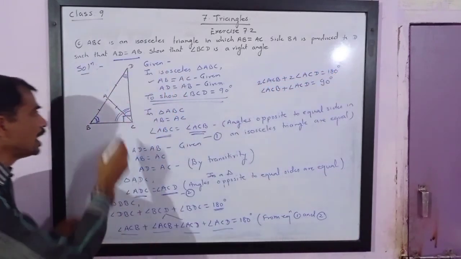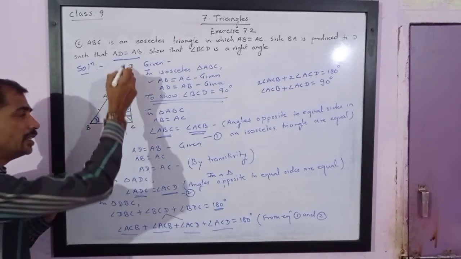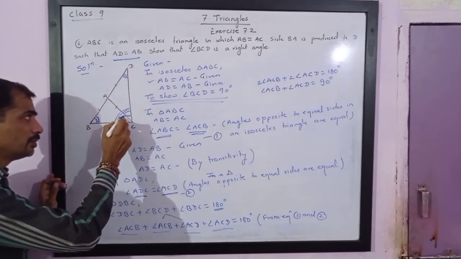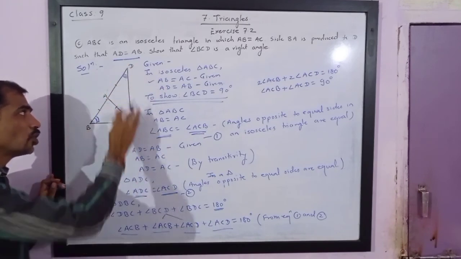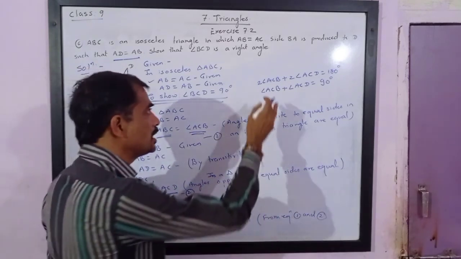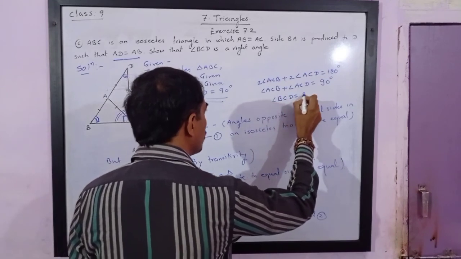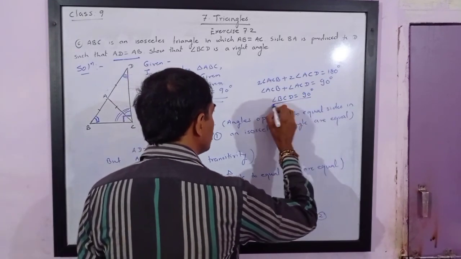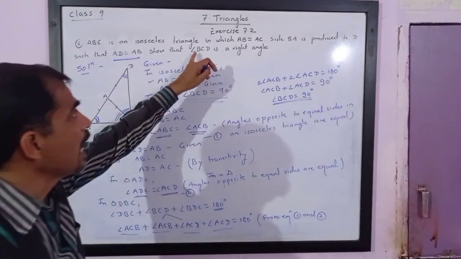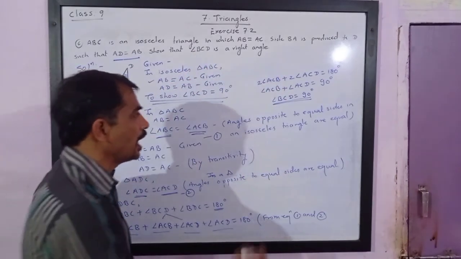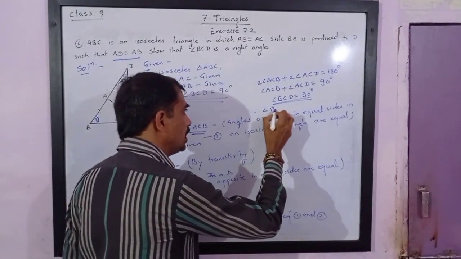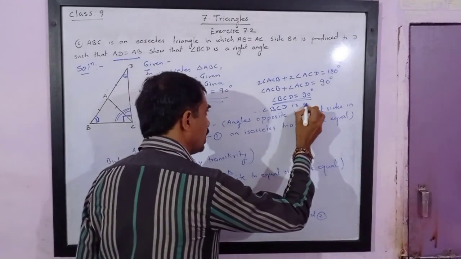Now look at the figure. ACB plus ACD is this total angle. Again we can write this total from the figure. We can say angle ACB plus ACD is nothing but angle BCD, which is equal to 90 degrees. Thus, we can say that angle BCD is a right angle.